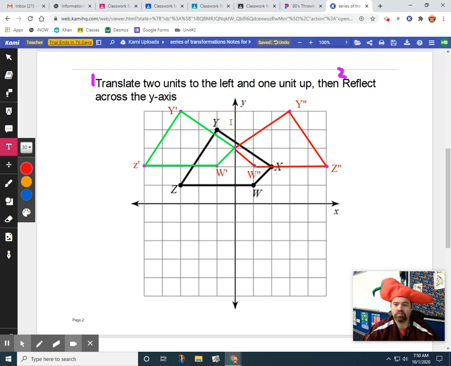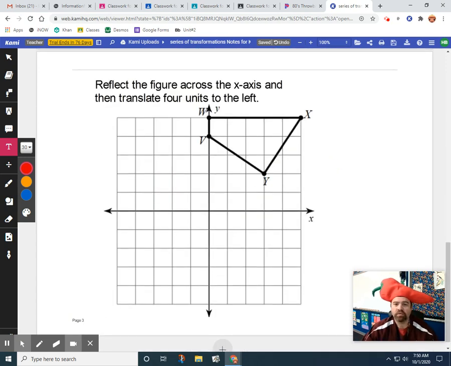But just for the sake of kind of being complete. Okay, do the first transformation and then do the second one. So this one is a reflection and then a translation.